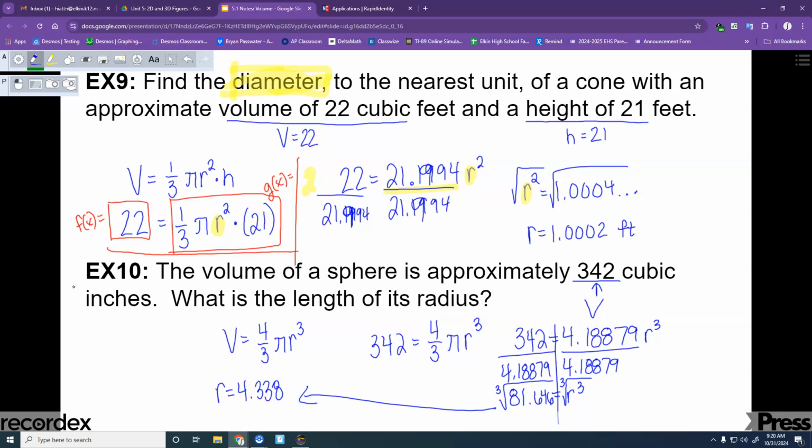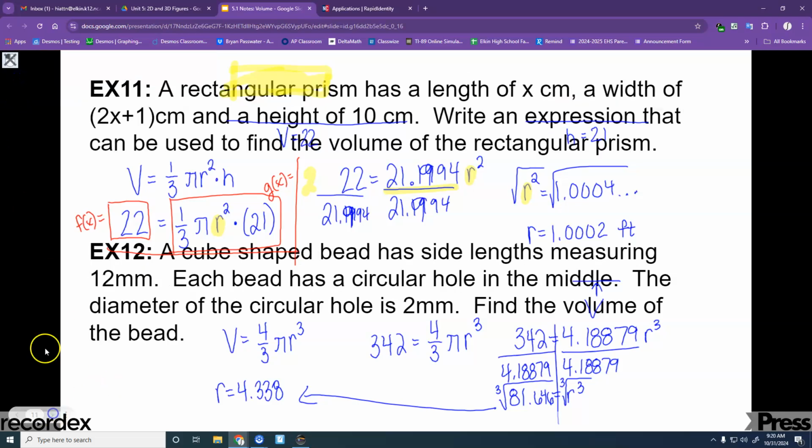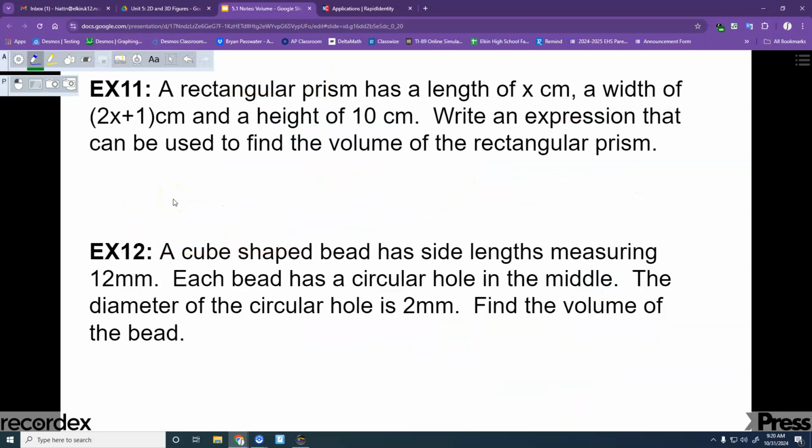Okay, questions? Alright, so we got just a couple more, I think. Okay, a rectangular prism has a length of x centimeters, a width of 2x plus 1 centimeter, and a height of 10 centimeters. Write an expression that can be used to find the volume of the rectangular prism. Alright, so this is something they are giving you, and you can't use Desmos to do this one. This is something they're giving you to make you put some algebra and some geometry together here.